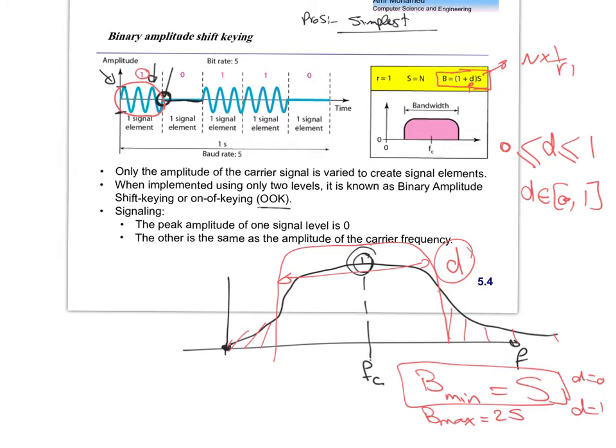Hence, it affects whether the transmission medium can accommodate this bandwidth or will, in fact, cause some deformation to the signal that's transmitted, because the bandwidth of the signal transmitted is wider than the actual physical limitation of the medium.